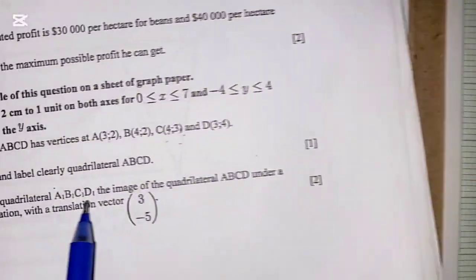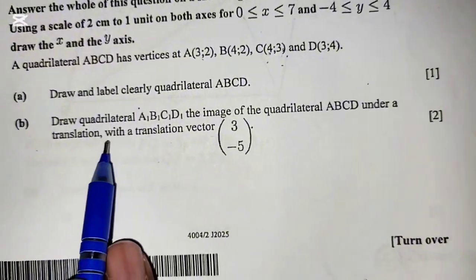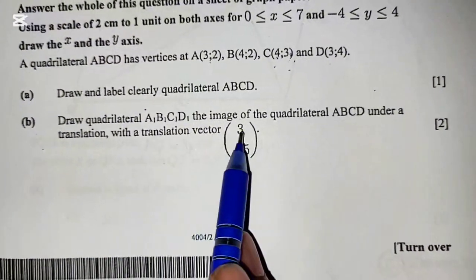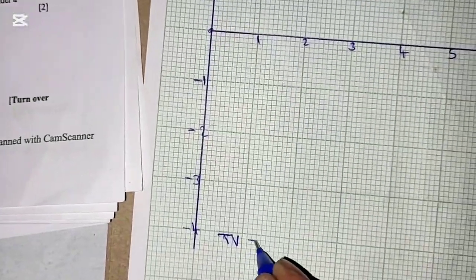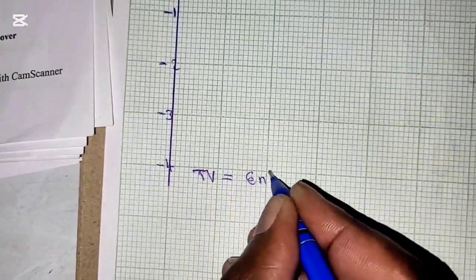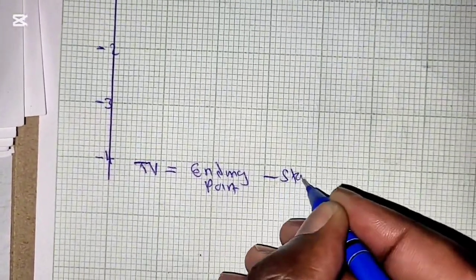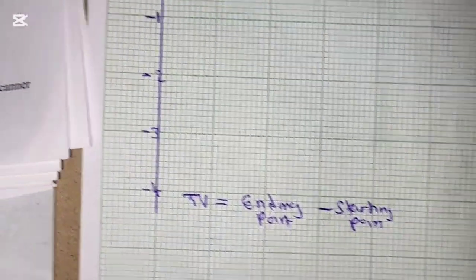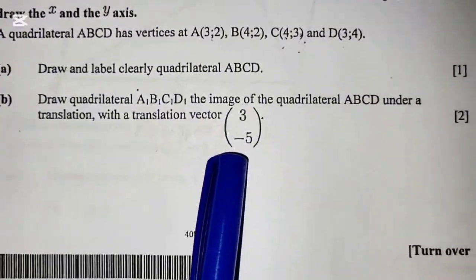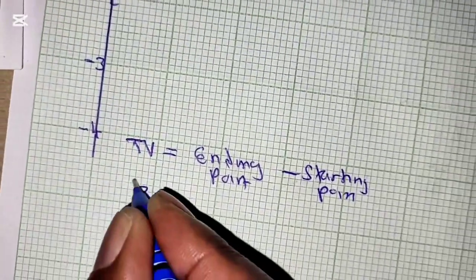Draw quadrilateral A1, B1, C1, D1, the image of quadrilateral A, B, C, D under a translation with translation vector 3 and minus 5. Okay, so they are given its translation. Translation vector is equal to ending point minus starting point. This is our translation vector, 3 and negative 5. So I'm going to write 3 and negative 5 here.